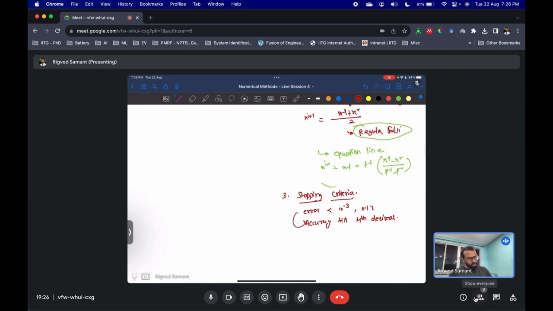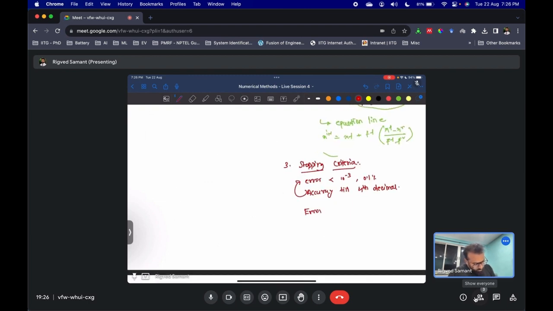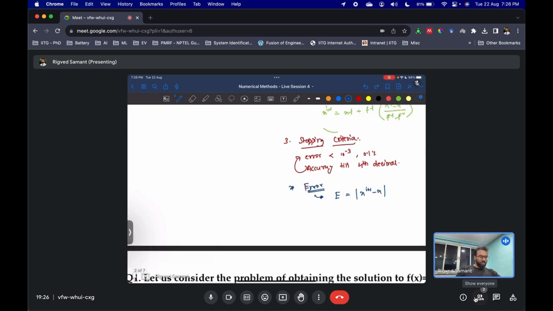So these all will give you the stop. This is the stopping criteria. So you will find an error after each iteration. This is an iterative technique, not a direct method. So after each iteration, you will find what your error is. Here we are considering the absolute error. So absolute error would be x i plus 1 minus x i. Okay, so we'll see how to solve.